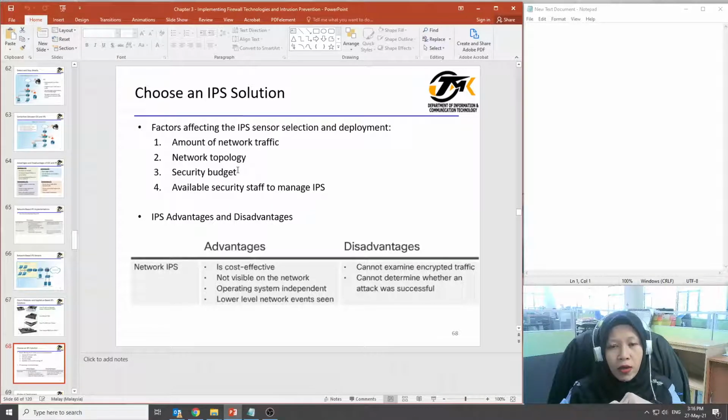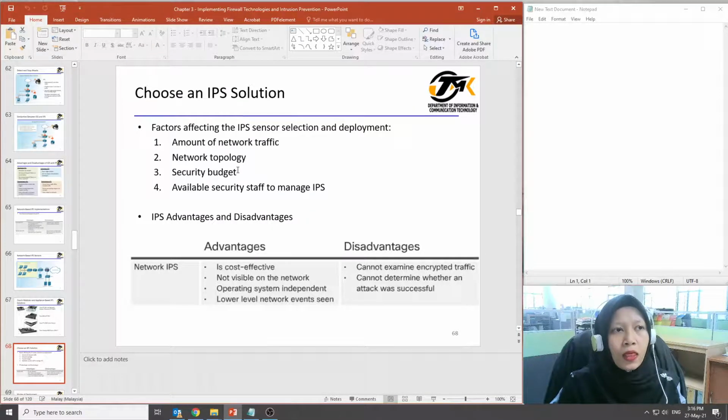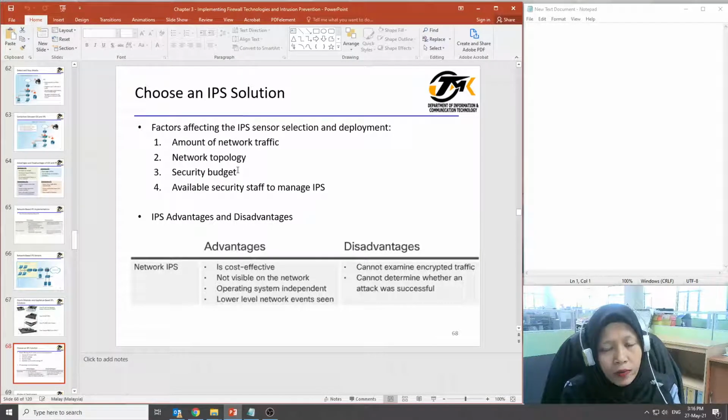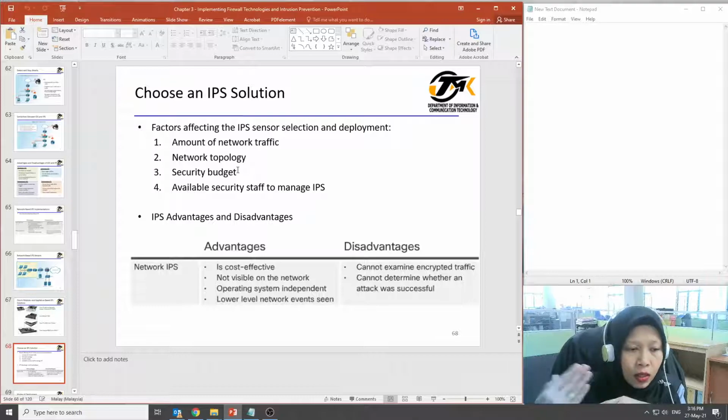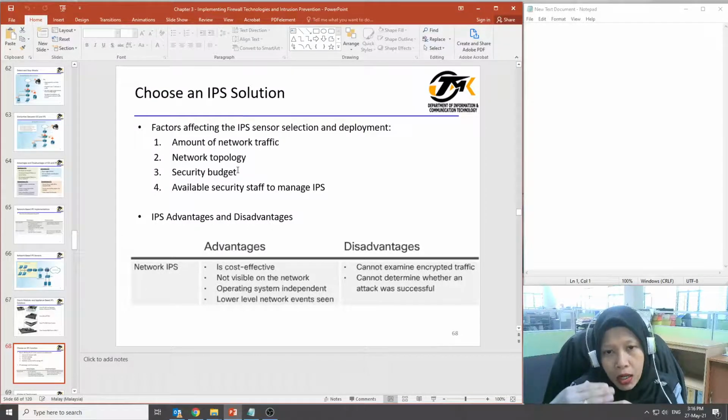And available security staff to manage the IPS. So let's say you recommend, let's say, 4 or 5 IPS to be deployed, but if there is no staff to manage them, it will be difficult, because the IPS needs to be managed. It needs to be updated based on the firmware. Every year there will be bugs in the software that you need to patch.